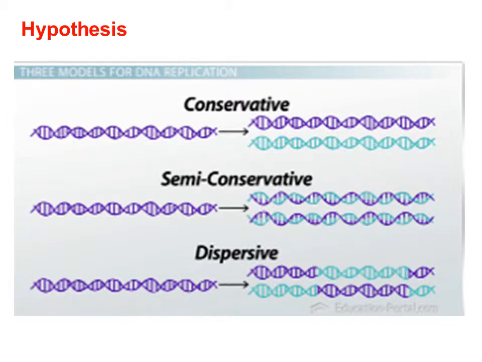This shows the depiction of the three models. The first one is conservative replication. In this case, the old strands stay together and two new strands that are light blue are going to be replicated from the old strand. With semi-conservative replication, one old strand is paired with one new strand. And then in dispersive replication, it appears that the DNA is going to fragment into portions, and the portion that is missing is going to be filled in with new DNA strands.